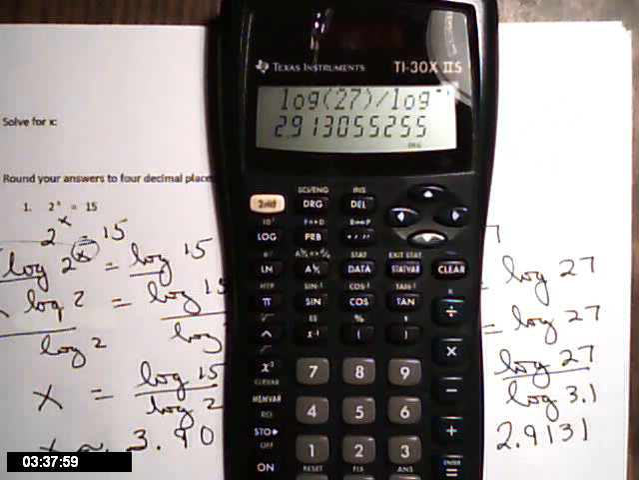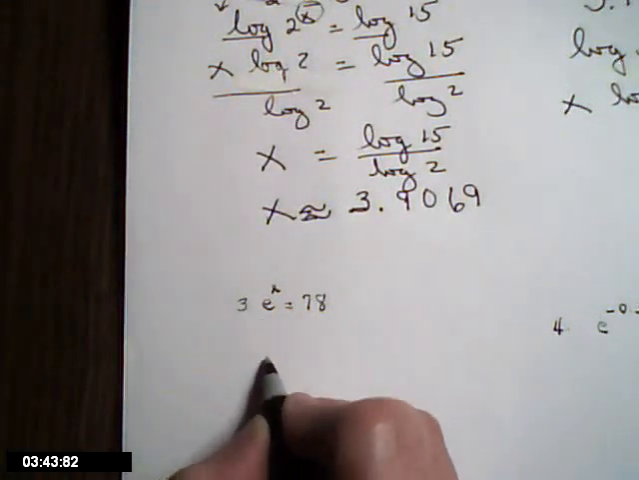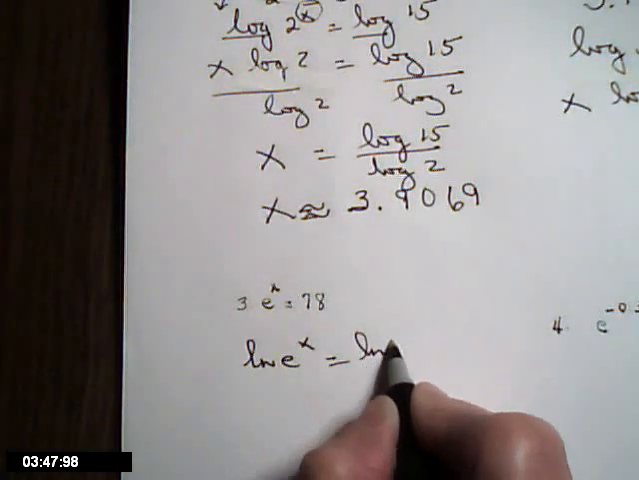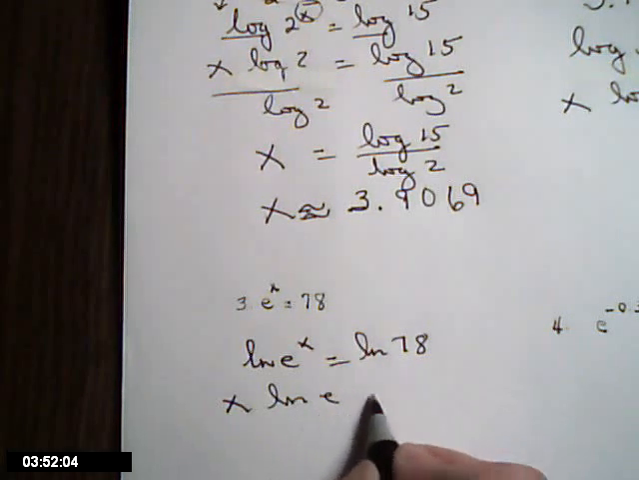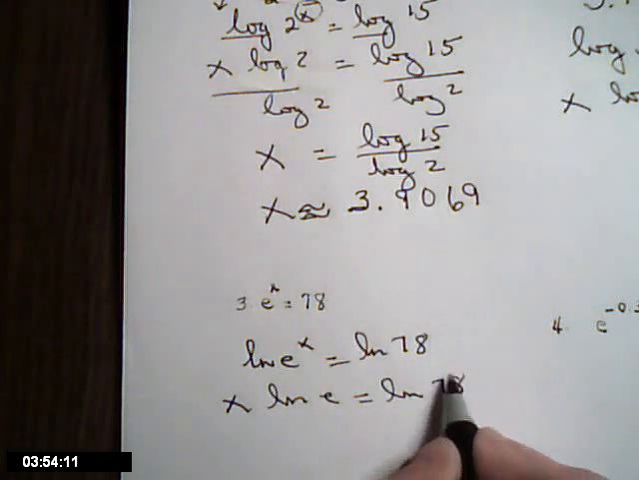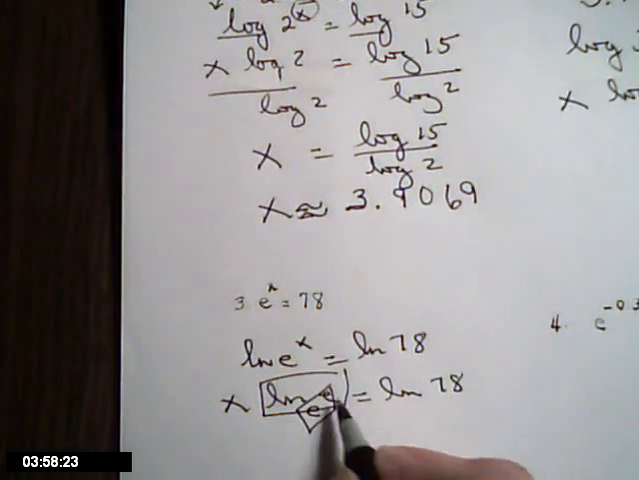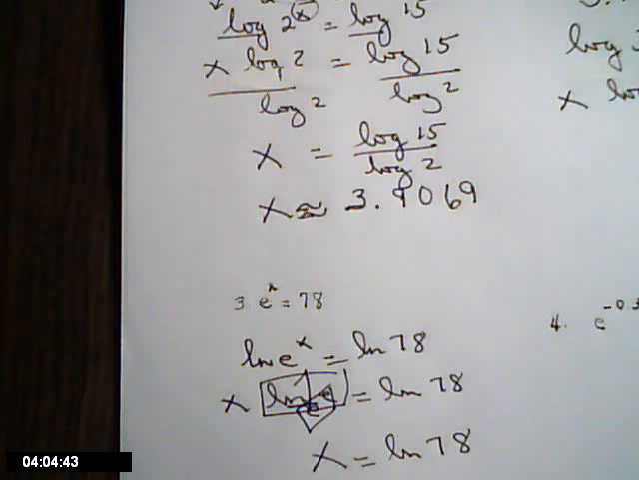2.9131. Okay? Alright, when you get to problem number 3, you notice you have a base of e, so I'm going to use natural log. e to the x equals natural log 78. Bring your x in front. Now do you remember that we had a rule that said if my base and my argument are the same, then this is equal to 1. So x times 1 is just x equals natural log 78.